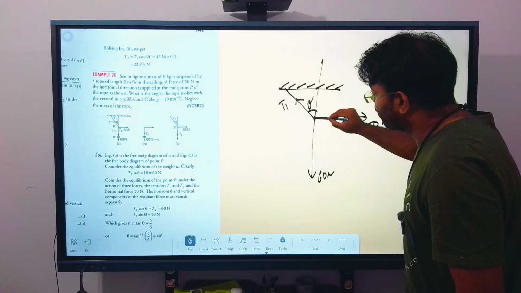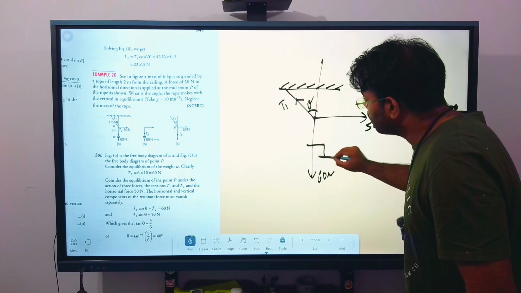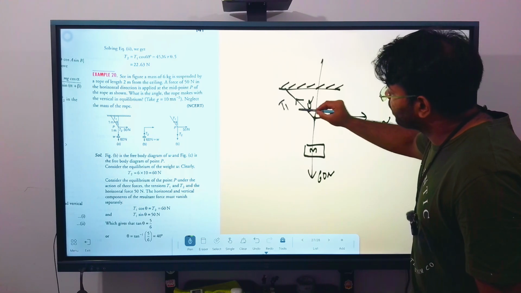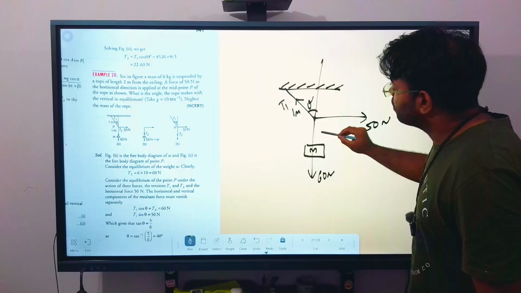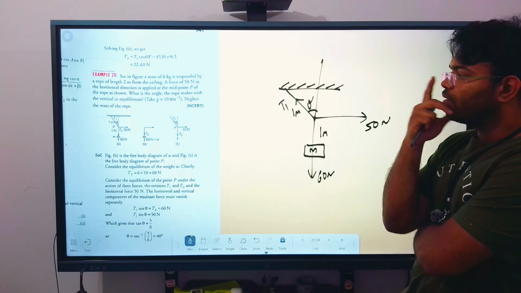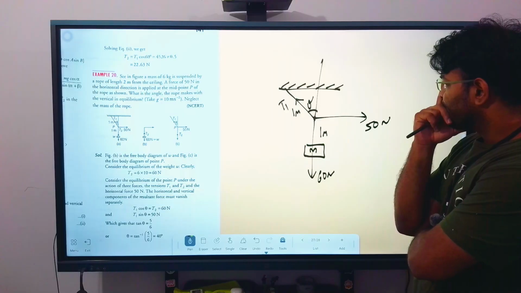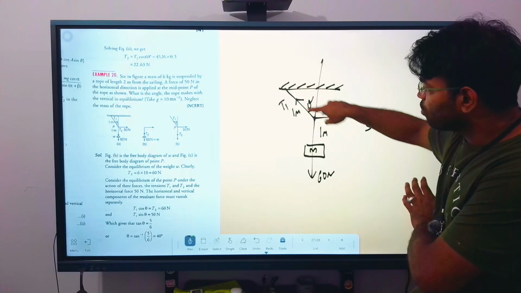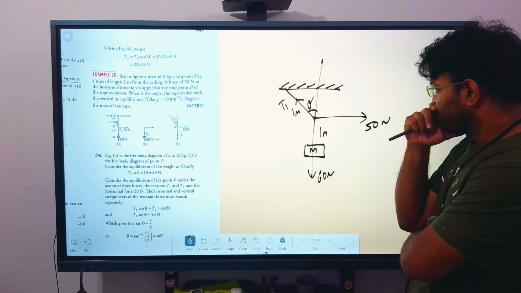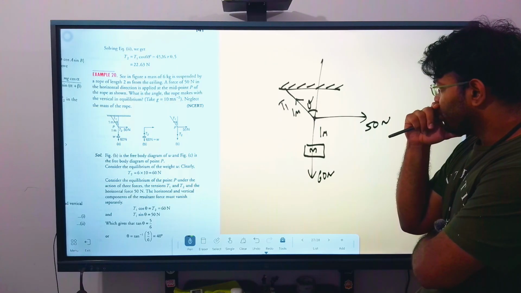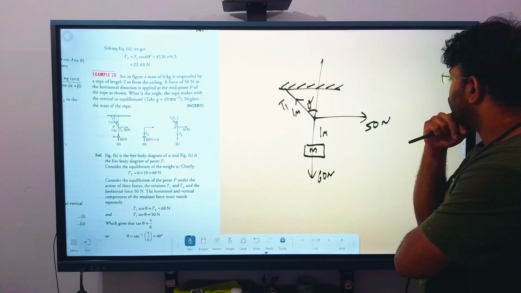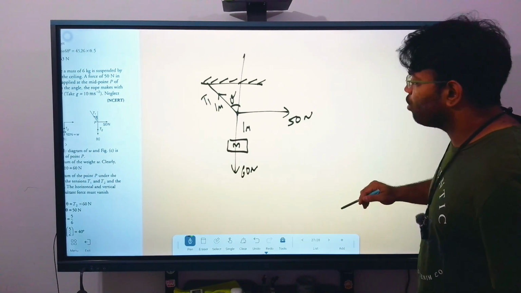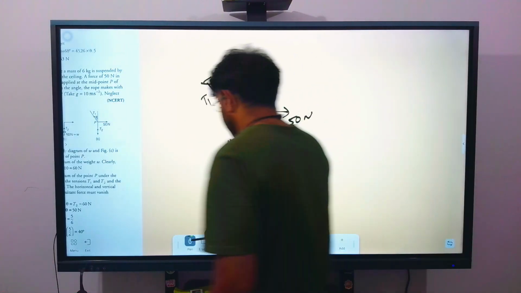If P is the midpoint and this is the mass, then this is 1 meter and this is also 1 meter. Clear? So what do we do? We need to make two equations now. Let's make two equations. I'm going to first resolve this T1.